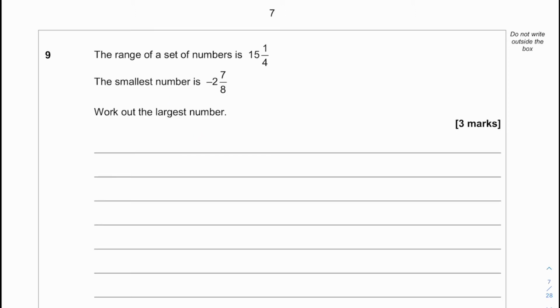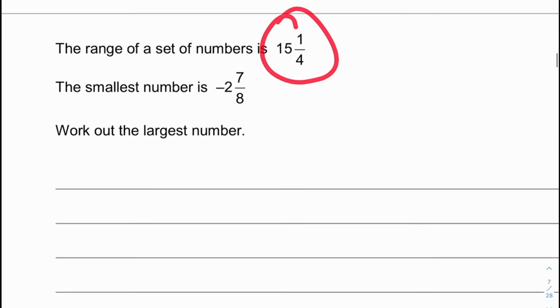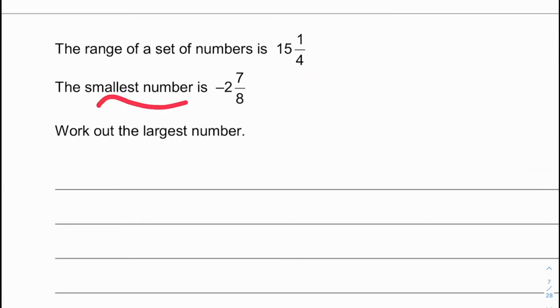Okay, so for question 9, we are told that the range of a set of numbers is 15 and 1/4, and the smallest number is -2 and 7/8. And we need to work out what the largest number is. So as the range is 15 and 1/4, and we know what the smallest number is, essentially if we add our range, which is the difference between the smallest and the largest value, to our smallest value, we will get the value which is the largest number.